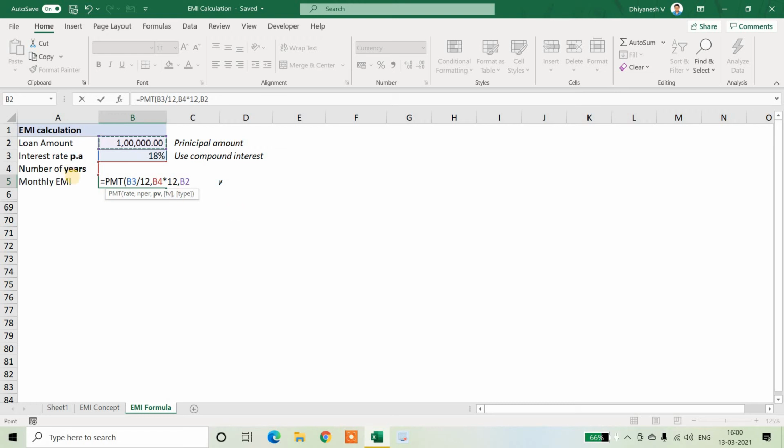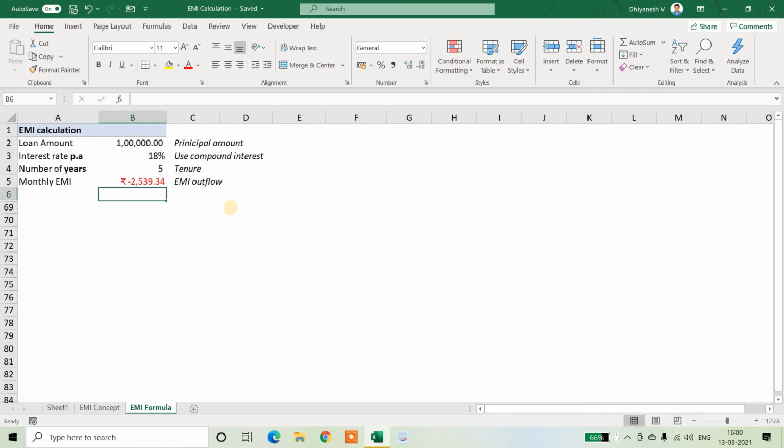And the fourth and fifth arguments are actually optional. So future value, if you have any specific future value, you can mention that, and type, whether it is at the beginning of the period or end of the period, can be mentioned. Usually the EMIs are calculated using the end of the period, and that is the default argument here. Therefore we will close this and press enter. So this will be my repayment amount, that is 2539.34 is the EMI per month I am going to pay.